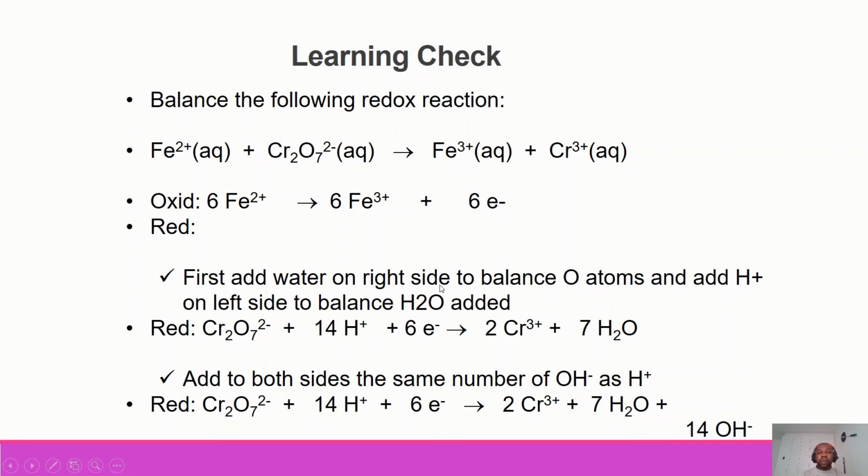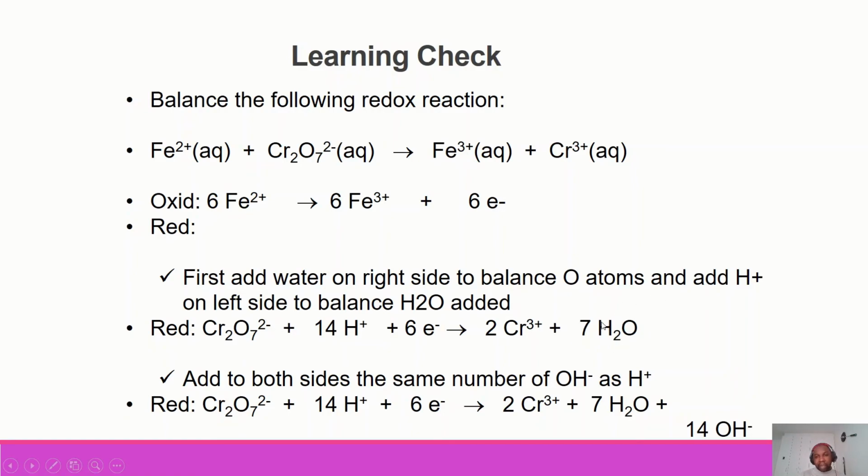So you add water to the right side because the right side needs oxygen, and the chromium side needs oxygen. And then you add hydrogen to the left side to balance the water. So how many water molecules are you going to add? You're going to add 7 because we need 7 oxygen. So you add 7 to it.